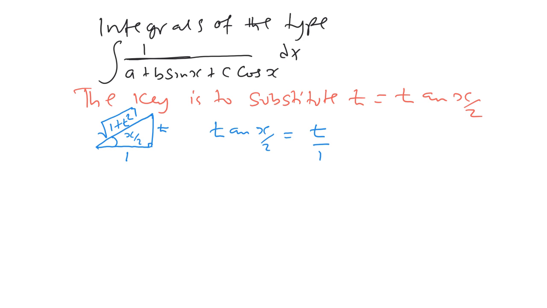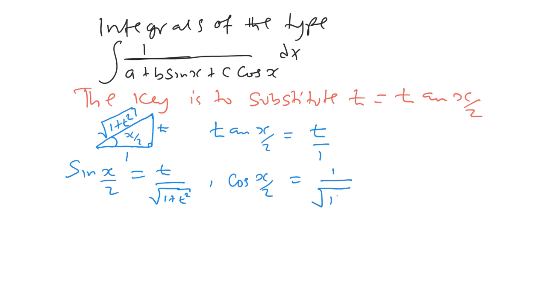So what will be sine of x over 2? We know sine is opposite over hypotenuse, so this is t over the square root of 1 plus t squared. And then the cosine of x over 2 is adjacent over hypotenuse, which is 1 over the square root of 1 plus t squared.